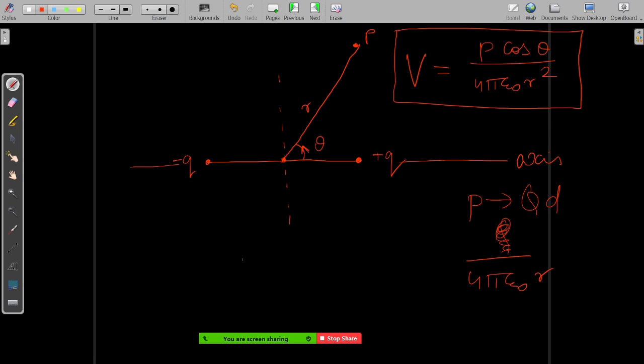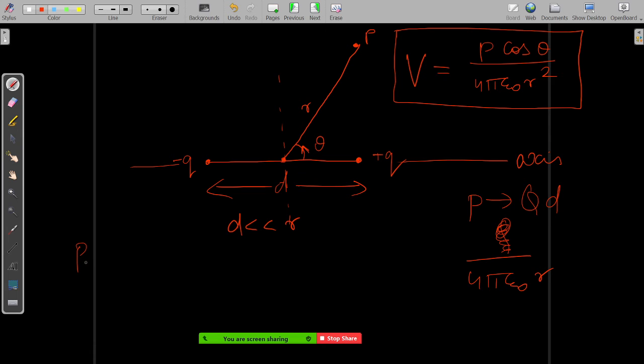When you see a dipole, when it is said that a dipole is there, those two charges are very close together. That means this D is very much smaller in comparison to R. So we don't go about the formula taking one of the charges. We want to have the formula in terms of P.